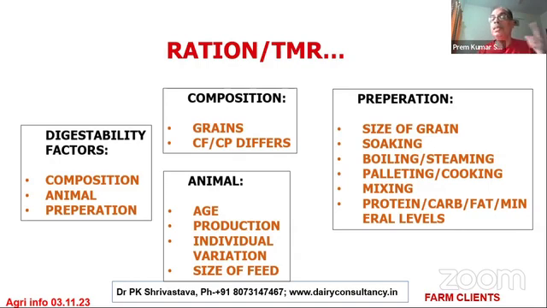If production is in the milk, obviously the protein requirement and fat requirement go up. That much has to be given to the cow, and the cow will digest it because there is a requirement in the body. The physiology works.